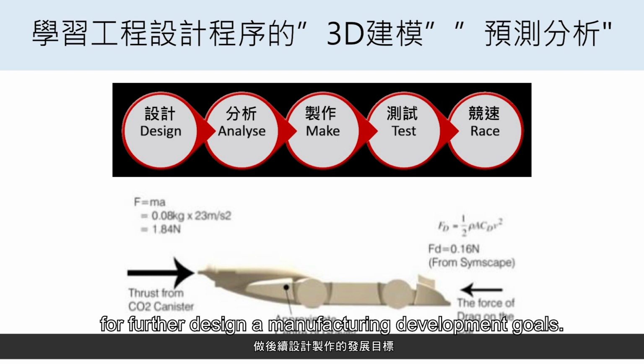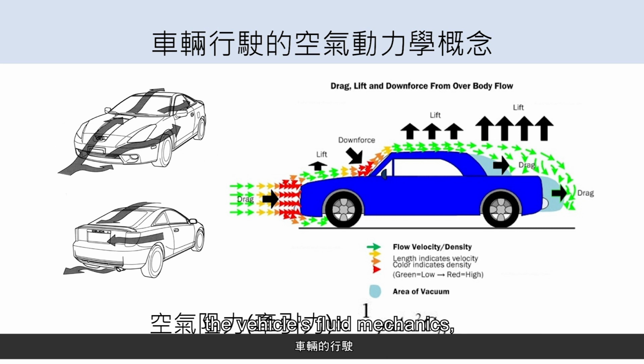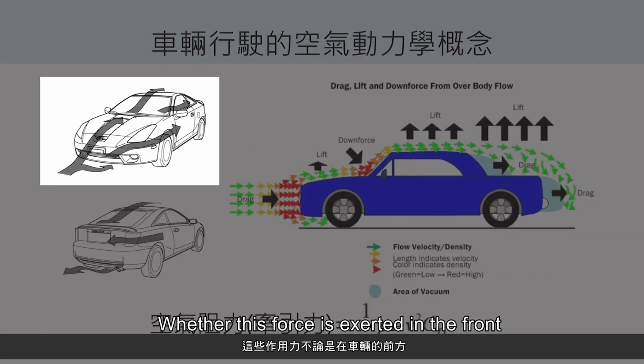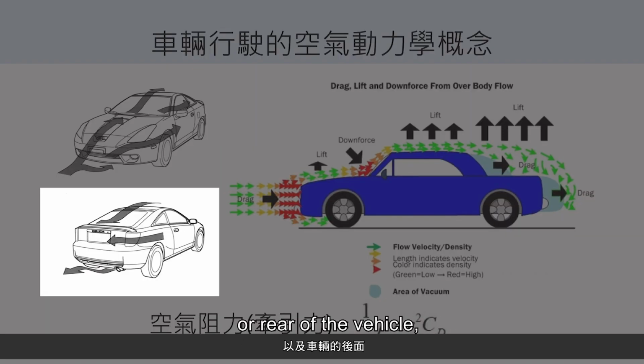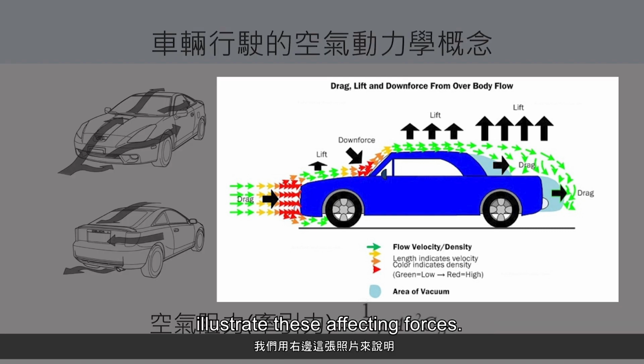Before proceeding with the predictive analysis of the vehicle's fluid mechanics, let's have a conceptual introduction to the vehicle's motion and aerodynamics. When a vehicle is running at a high speed, the airflow will produce a great force on it. Whether this force is exerted at the front or rear of the vehicle will cause many alternating effects on the vehicle's motion. We will use this picture on the right to illustrate these affecting forces.